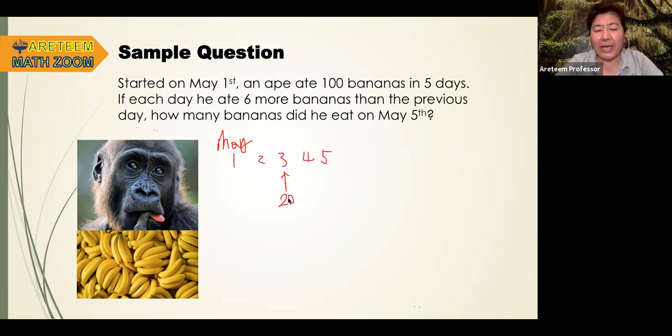So if on the 3rd day he ate 20, what happened the next day? He ate 6 more, right? So you add 6 for the next day. So that will be 26. Then you add 6 more for the 5th day. Here you go. You got the answer, which is 32. 32 is the correct answer.